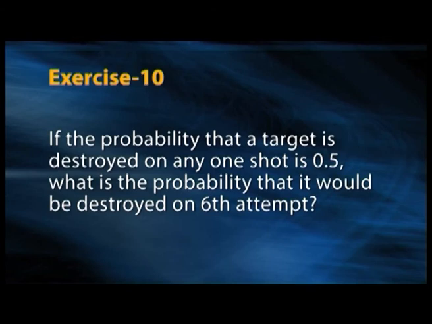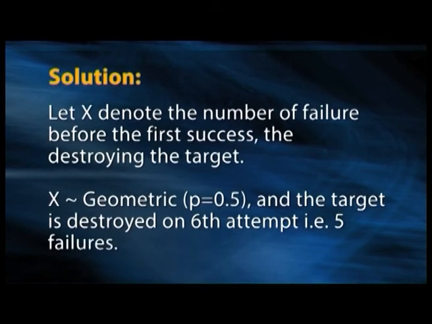If the probability that a target is destroyed on any one shot is 0.5, what is the probability that it would be destroyed on the 6th attempt? Let x denote the number of failures before the first success, which is destroying the target in this problem. Therefore, x follows a geometric distribution with parameter p equal to 0.5, and the target is destroyed on the 6th attempt. That is, there are 5 failures.